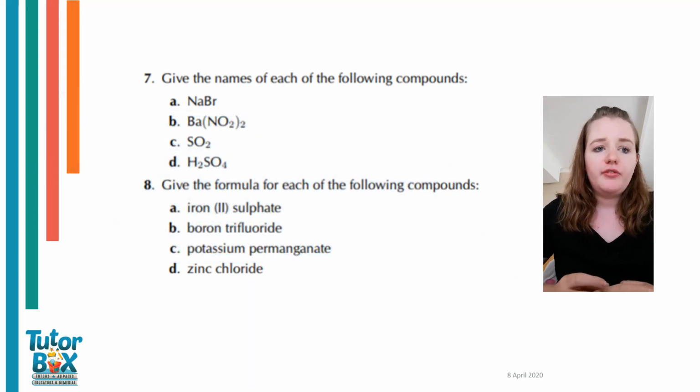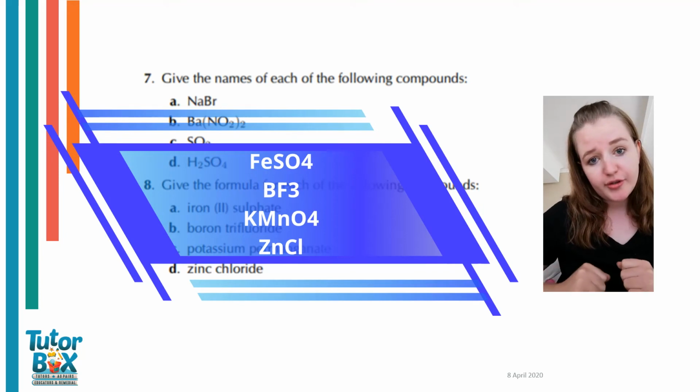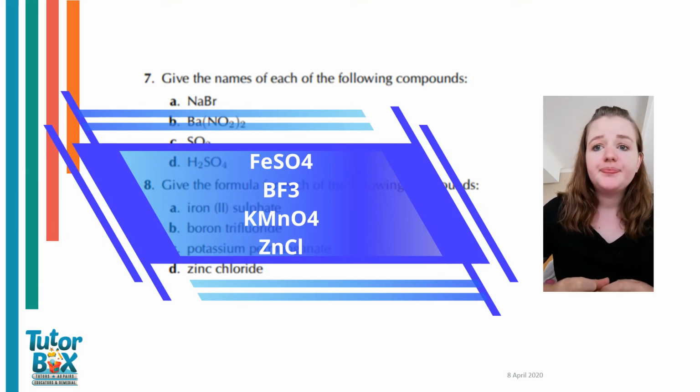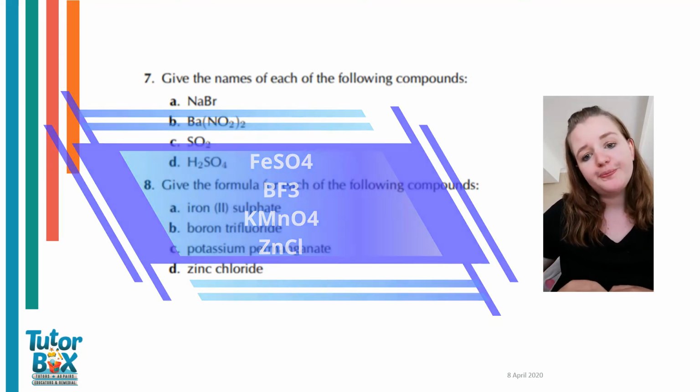Give the formula for each of the following. So they want iron 2 sulfate, so that would be FeSO4. Boron trifluoride, so we've got B, and we've got F with a little subscript, 3. Potassium permanganate, so that would be your K, MnO4. And your zinc chloride would be Zn for zinc, Cl2.